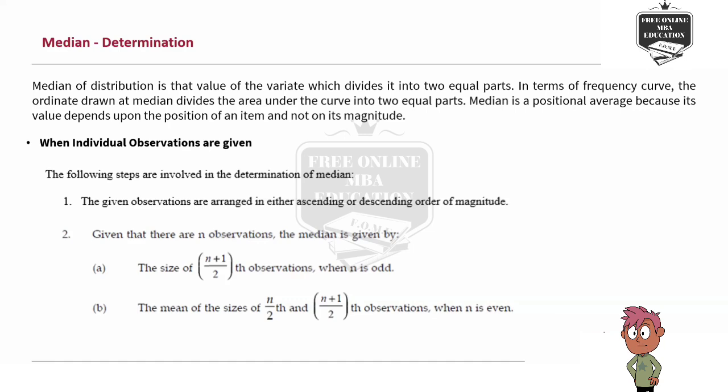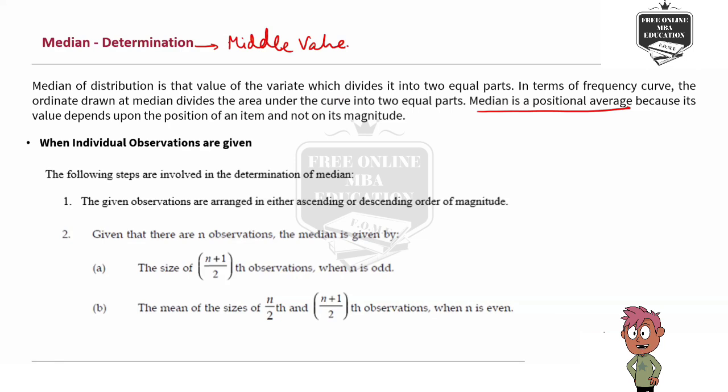Now let's talk about median. Median means we are talking about the middle value of the observations. The median is that value which divides the data into two equal parts, and it is also called the positional average because its value depends upon the position of an item and not on its magnitude. Now, when the observations are given, there are two ways we can find it: if n is even or n is odd, right?